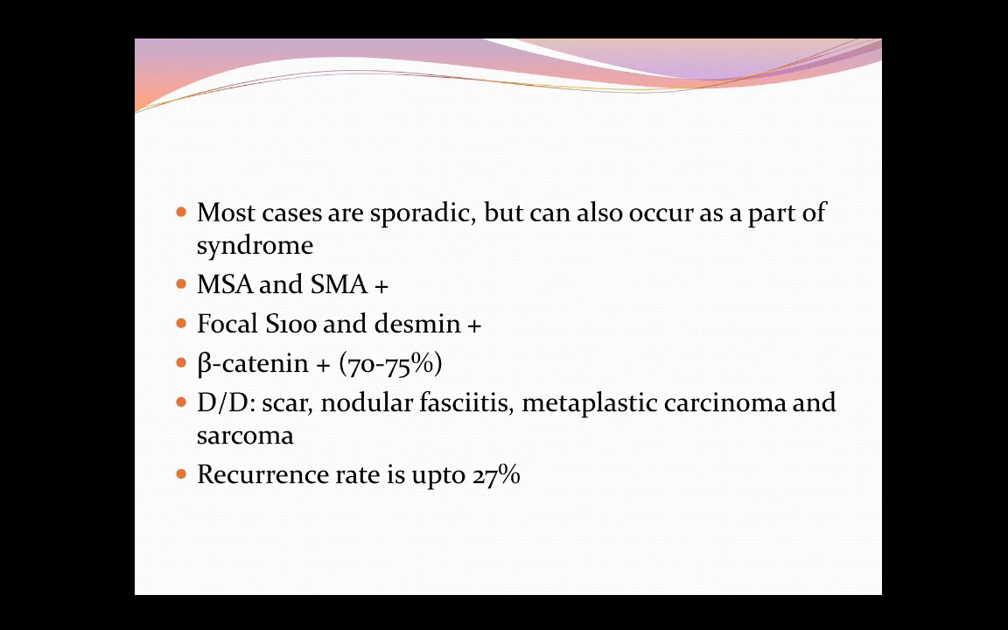Unlike in fibromatosis, you usually see diffuse staining of most of the tumor cells, and in other entities, usually the studies indicate that it was less than 30% of the overall tumor nuclei. Differential diagnosis: scar, nodular fasciitis, metaplastic carcinoma, and sarcoma. Recurrence rate is up to 27%, so that's why they need a wide local excision. And this recurrence rate is similar to the recurrence rate of fibromatosis at other sites.